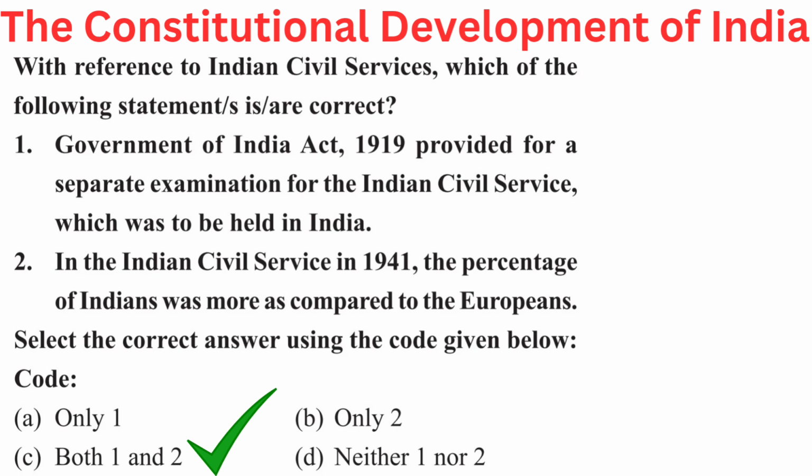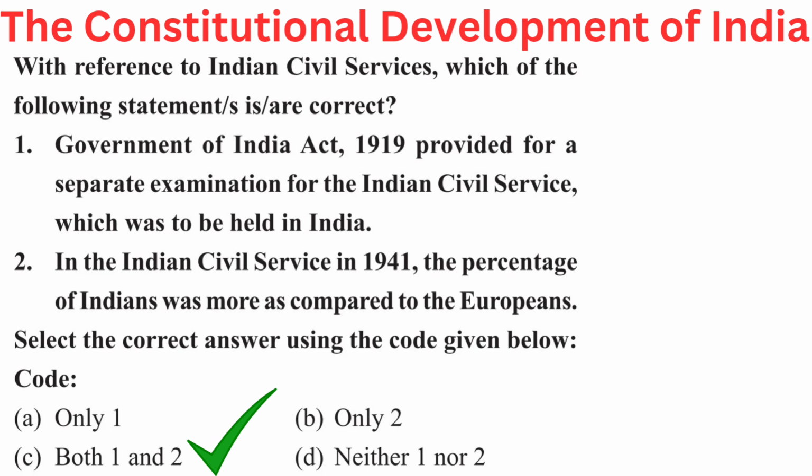First, the Government of India Act of 1919 provided for a separate examination for the Indian civil service which was to be held in India. And second, in the Indian civil service in 1941, the percentage of Indians was more as compared to the Europeans. Select the correct answer using the code given below. Code A. Only 1, B. Only 2, C. Both 1 and 2, or D. Neither 1 nor 2. Right answer is C.